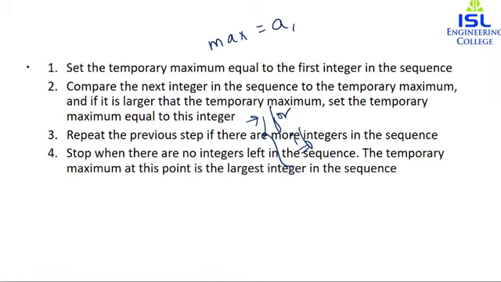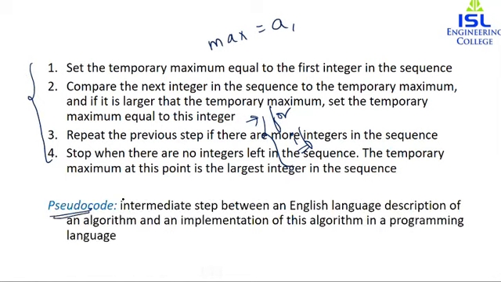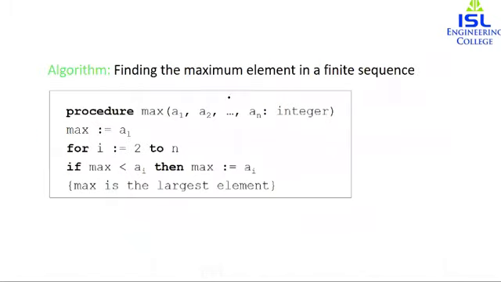Now, why did we write these steps? You know this is not an algorithm. What is this then? This is a pseudocode. What do you mean by a pseudocode? Intermediate steps between an English language description of an algorithm and an implementation of this algorithm in a programming language. So this entire thing is known as a pseudocode. Now, after that, let's see the algorithm.